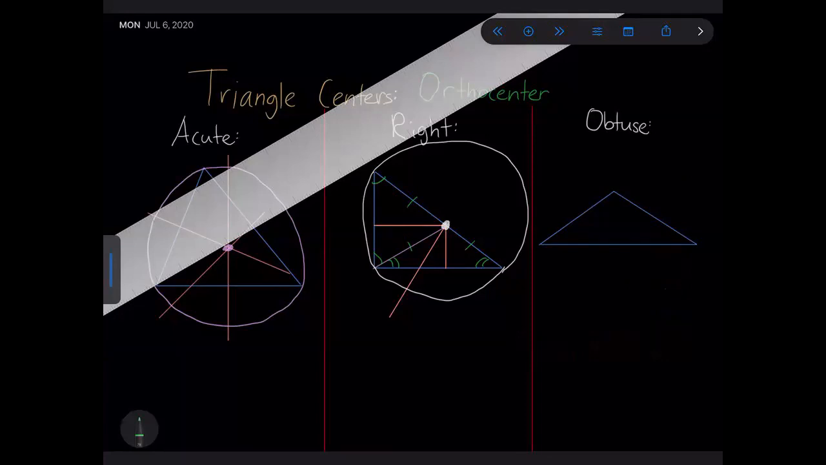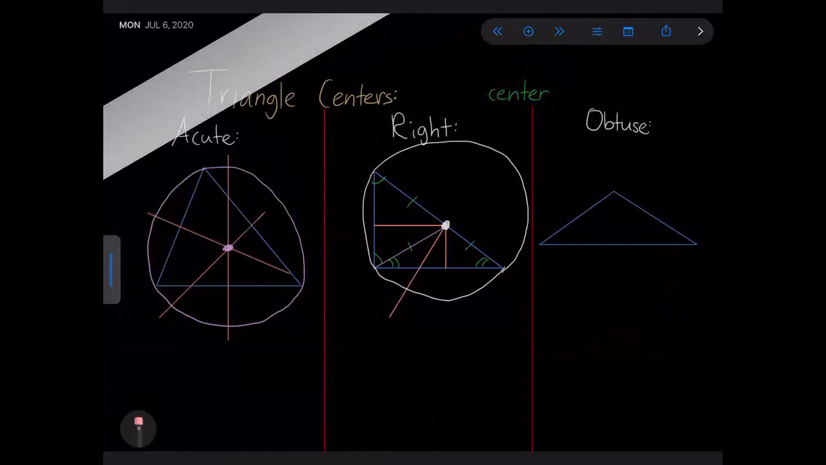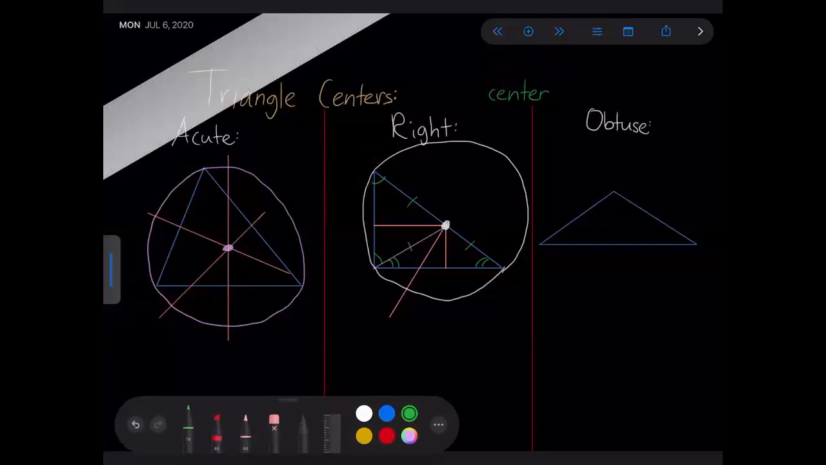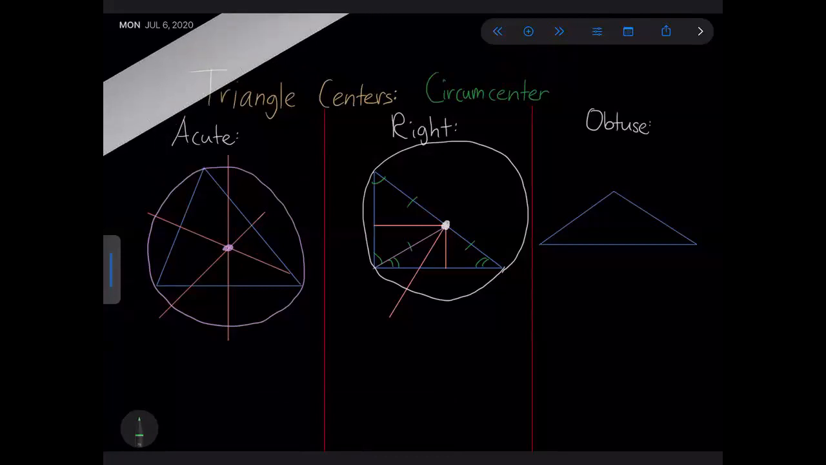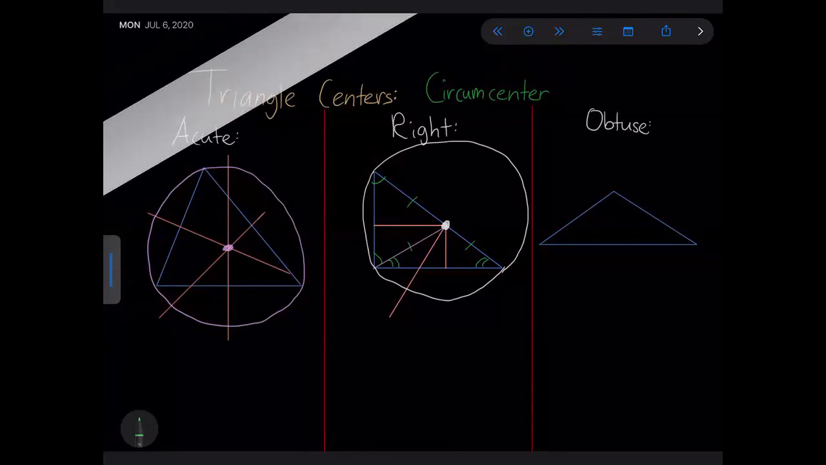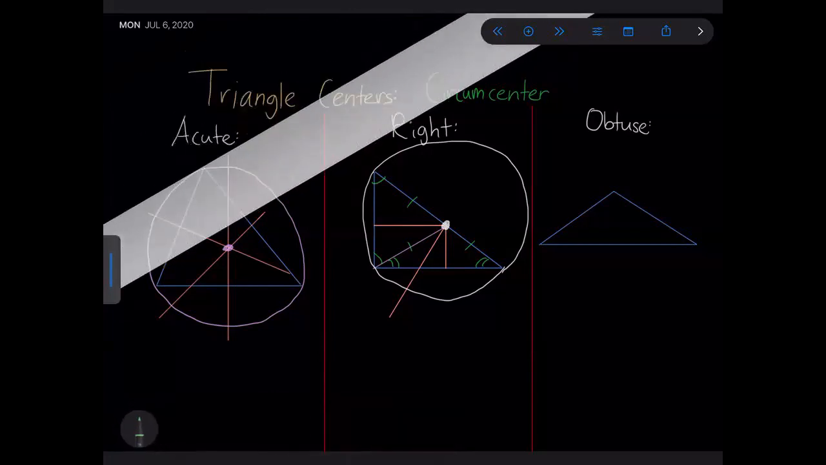Actually, that is not true. This is not the orthocenter. This is the circumcenter. Someone just caught that. Yeah, orthocenter is something completely different. Yeah, this is the circumcenter, not the orthocenter. Have to create a new slide now. So in this case, the circumcenter is on the hypotenuse of the triangle, on the midpoint in particular.